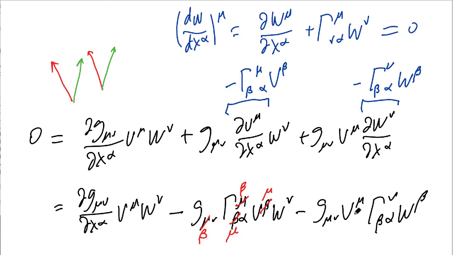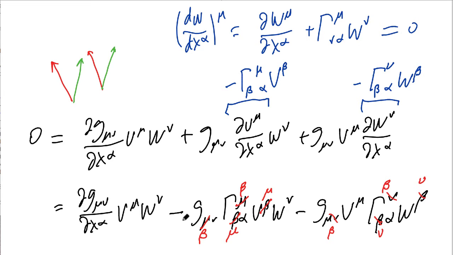And likewise here, we'd like this index on w to be a nu to correspond to these terms. So let's change this to nu and this to nu. And in order to not confuse that sum with the sum over nu here, we'll change this to something else like beta.